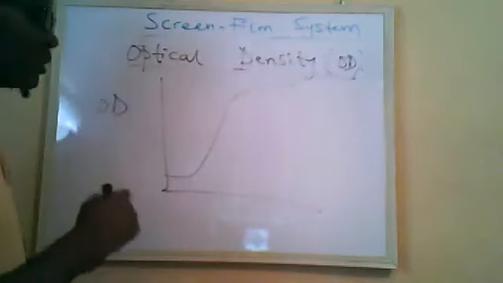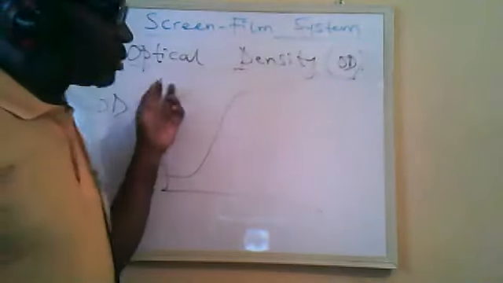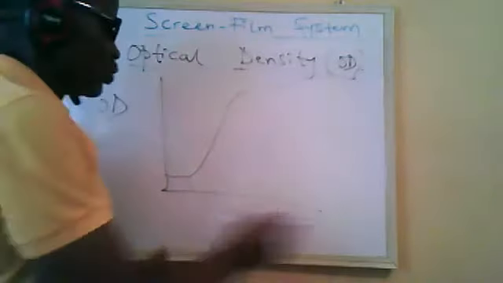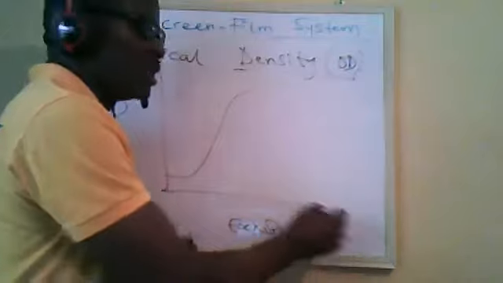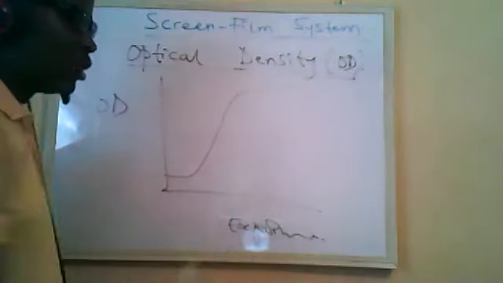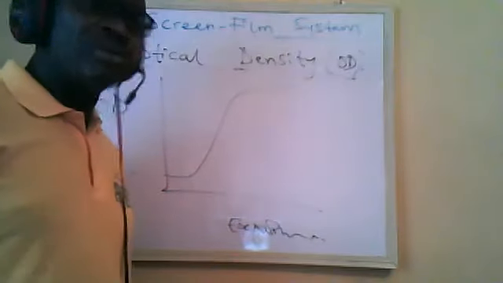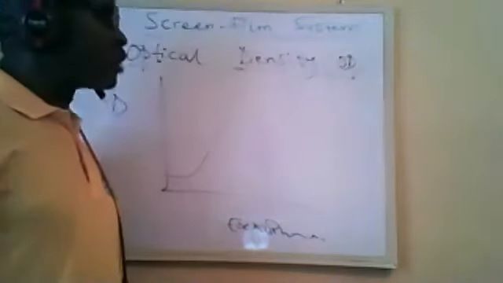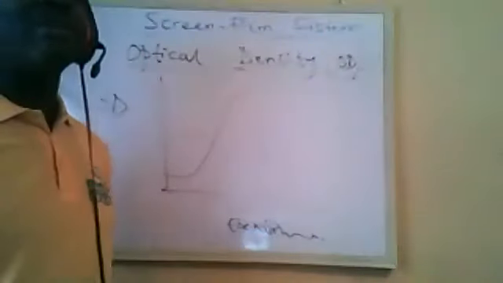The vertical axis represents our optical density. This one is exposure, which is actually the logarithm of the exposure in log 10, the common logarithm of the exposure. I'm going to continue from this in the next class, which I believe we should wrap up with film processing.